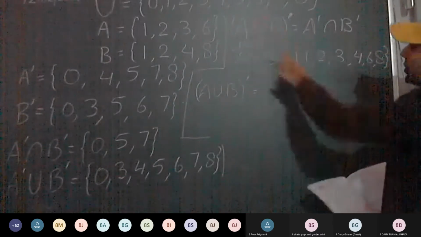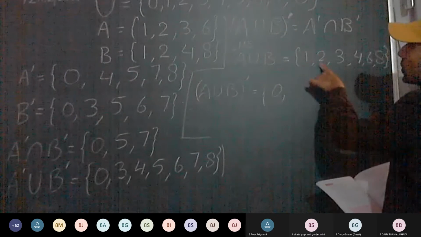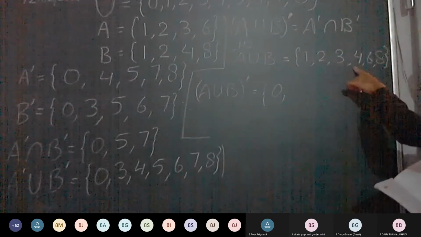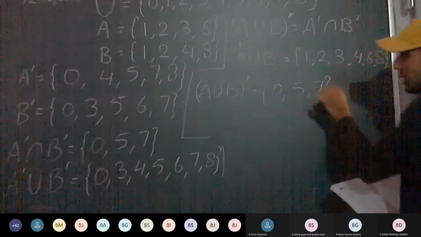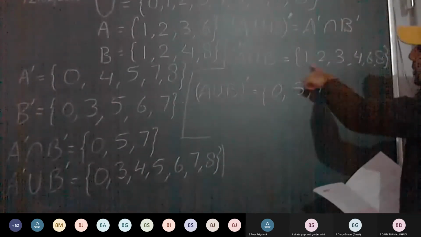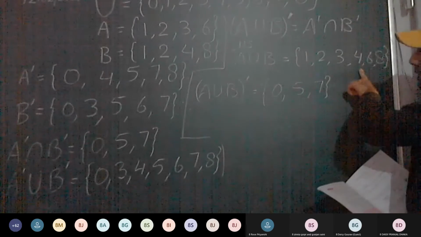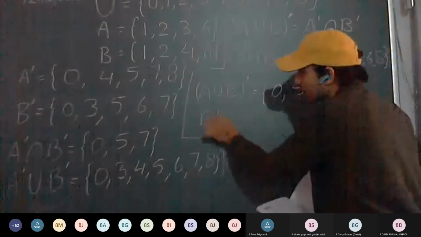From the universal set, we get 0, 1, 2, 3, 4, 5, 7. This will be the answer for A union B the whole dash. From the universal set, we will remove the elements of A union B. This is clear. Now take RHS.